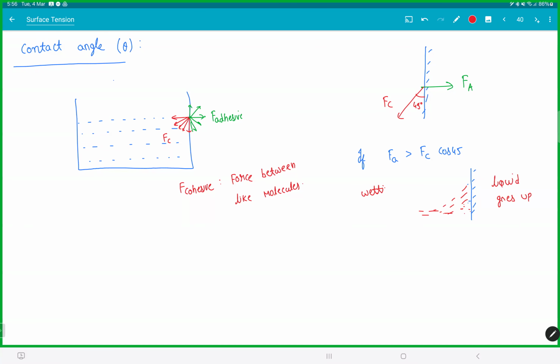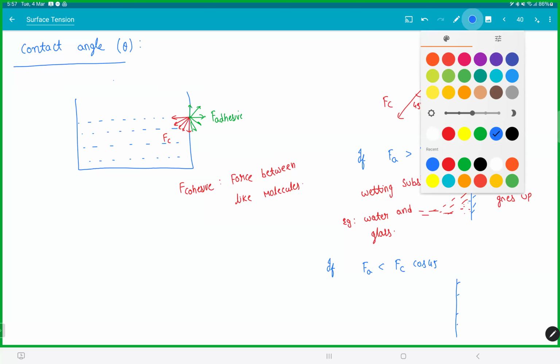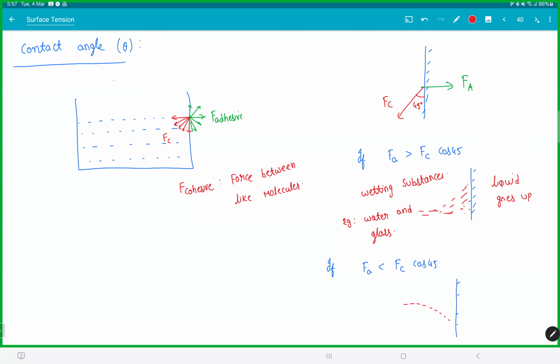But if the adhesive forces are weaker than the cohesive forces, that is, F adhesive less than F cohesive cos 45, then the surface would look like this. The surface actually gets depressed. This is like mercury and glass. These are called non-wetting substances. Like if you put plastic in water, it's a waterproof substance. You take your cotton cloth and water, it's a wetting substance. It just absorbs everything. So cotton-water bonding is stronger than water-water bonding.